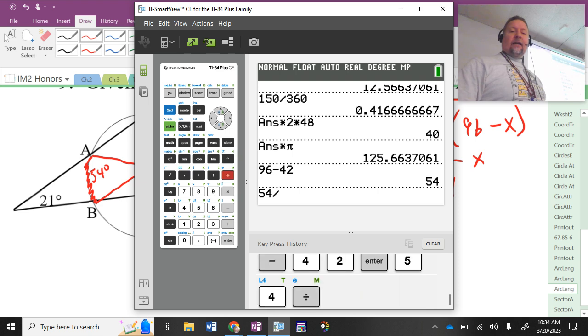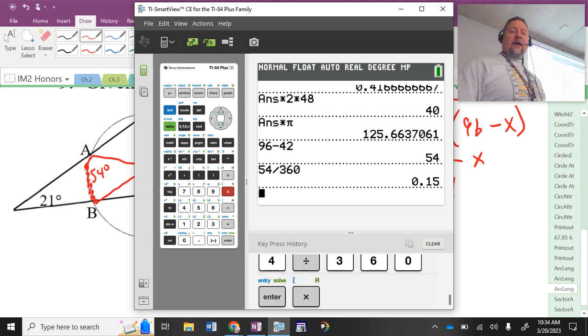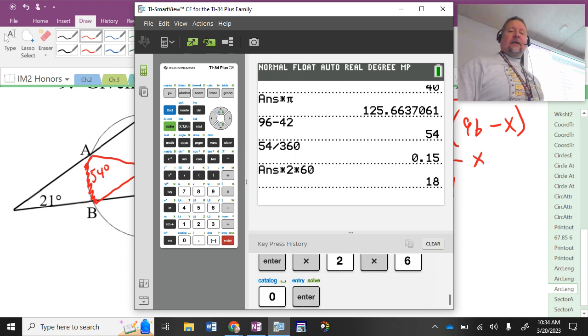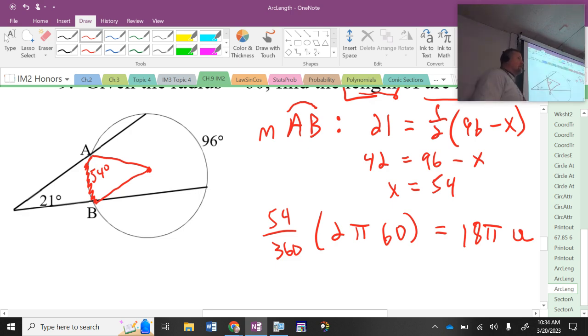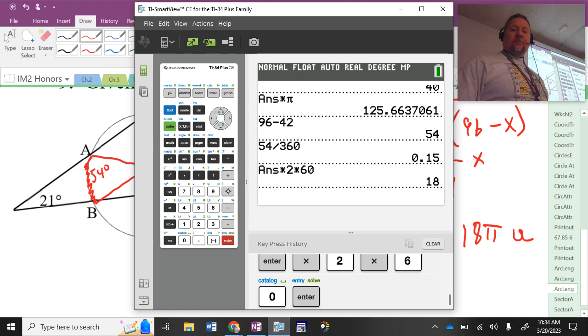54 divided by 360, enter, times 2 times 60. Is that right? I think it might be a nice number. I'll be darned. 18. I think first hour I didn't even do this. And then the units. All right. And then now I take that times pi.